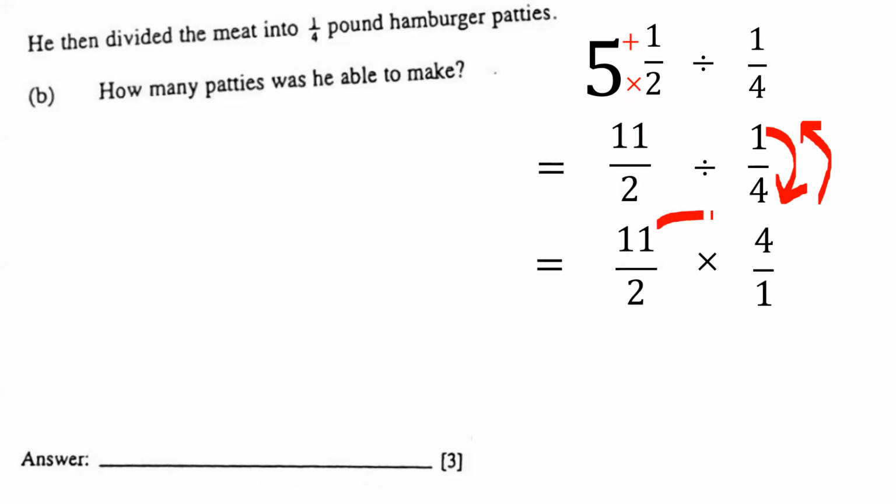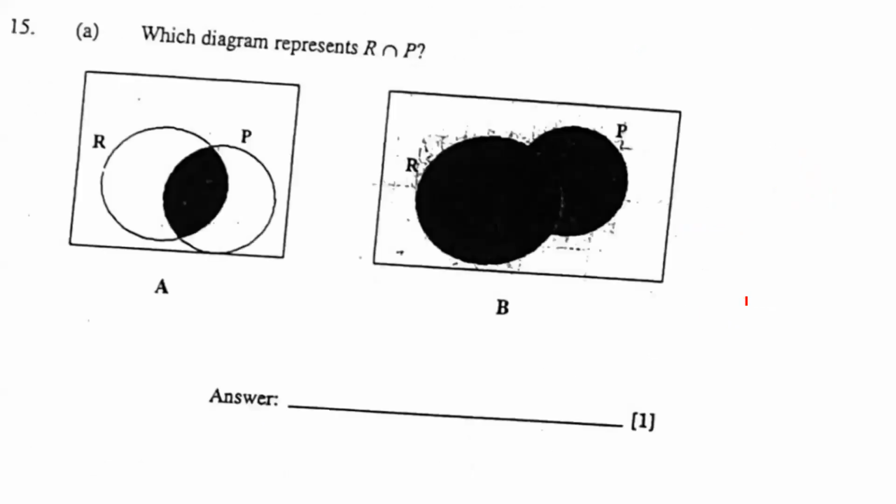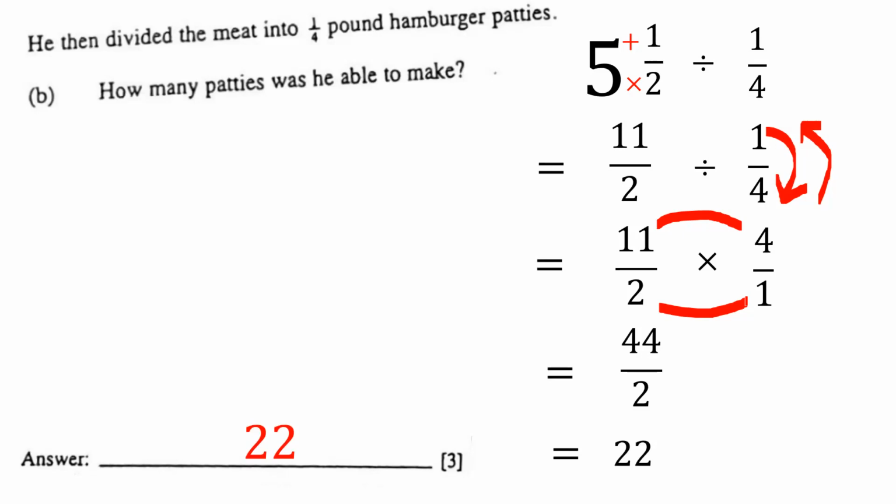11 times 4 and 2 times 1. What is 11 times 4? Well, that's 44. And 2 times 1, well, that's 2. So 44 divided by 2 is definitely 22. And so the answer here is 22 patties. So he's able to make 22 patties.